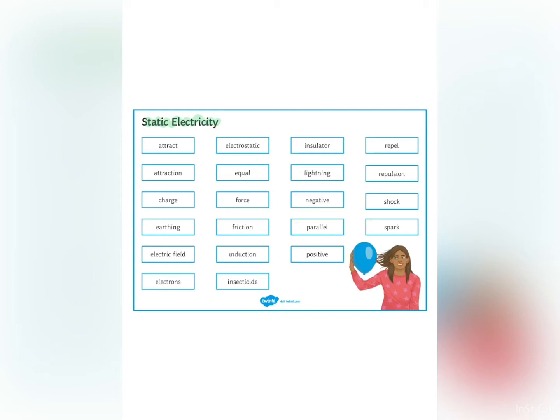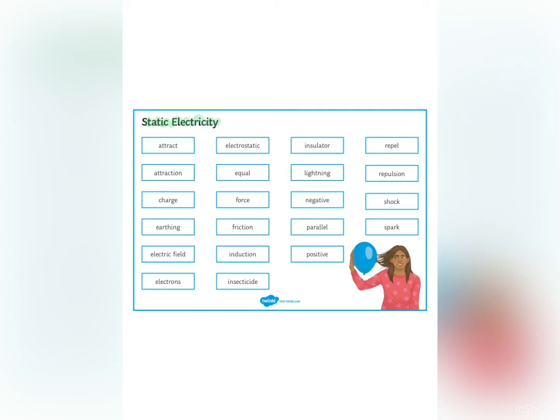Static electricity occurs when two objects are rubbed together. For example, one object gives up electrons and becomes more positively charged, while the other material collects electrons and becomes more negatively charged. On the sheet, you will see a list of different words. These words are associated with static electricity.